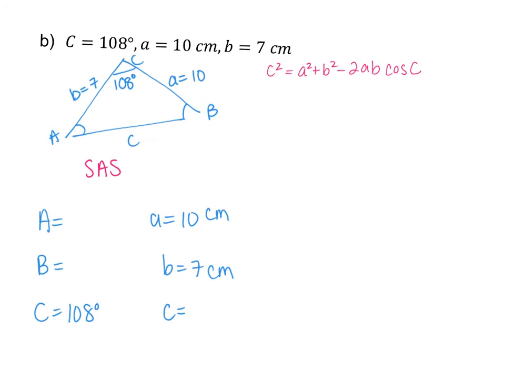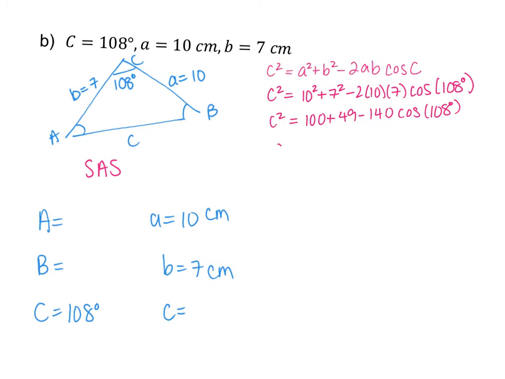That's nice because we already have this angle C. So I'm going to plug in what we know. We don't know what c is, that's okay, we're going to find it. a is 10, b is 7, and then a is being plugged in again: 10, 7, cosine of C, which is 108. Once I plug everything in, you can type all of this into the calculator, but be careful with order of operations, so you might want to take it slow. So 10 squared is 100 plus 7 squared is 49. 2 times 10 times 7 gives me 140.